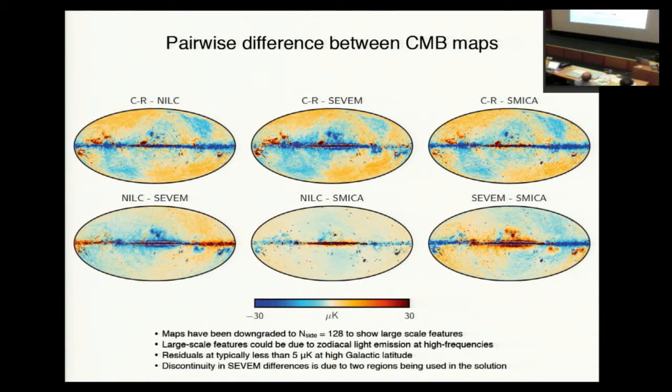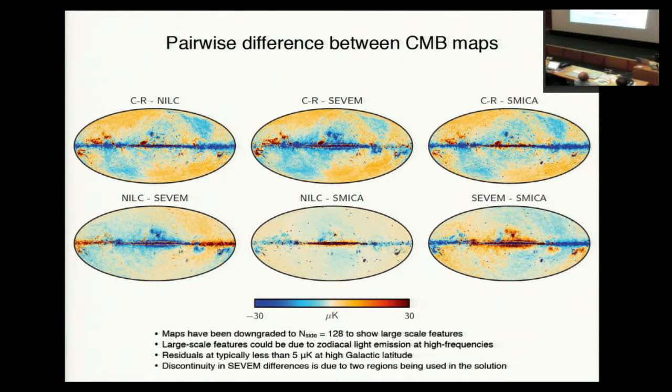So if you look at the differences between these maps, I should point out, of course, that the color scale here is minus to plus 30 microkelvins. The color scale you saw before was 10 times that. And you can see the pairwise differences, the difference between each pair of methods. And you can see, of course, differences in the galactic plane, as you'd expect. But there are also some differences at high galactic latitude, which may be due to residual zodiacal light emission. Possibly it's to do with the combination of frequency channels that are used for it. But outside the galactic plane, we see residuals typically less than 5 microkelvins in each of these pixels.